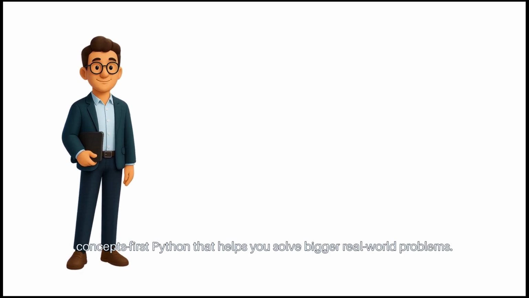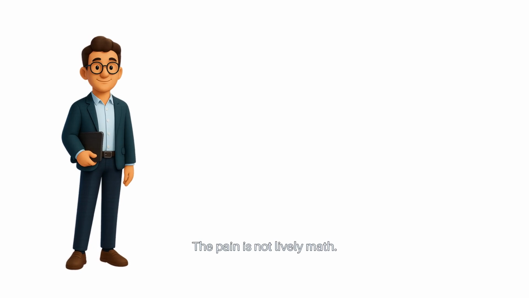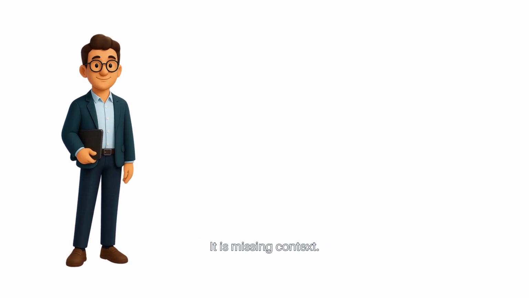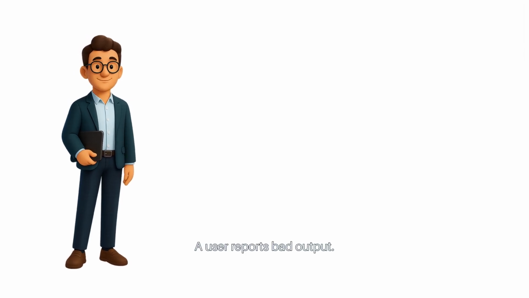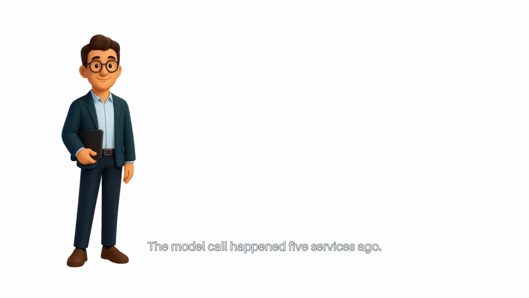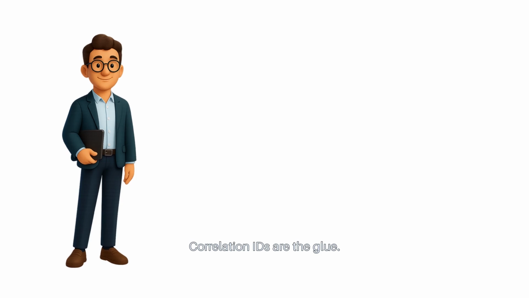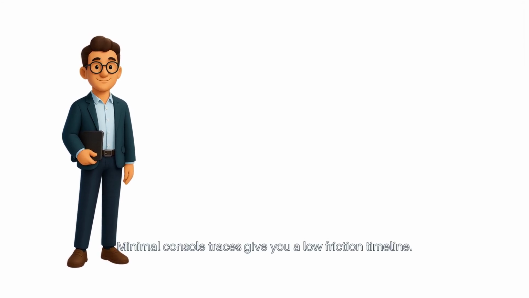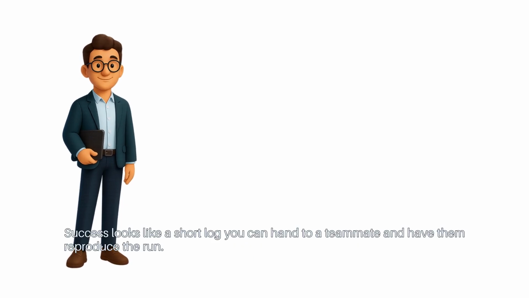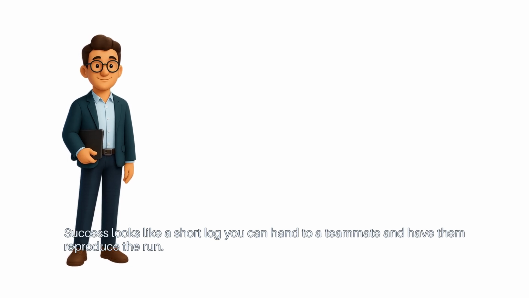Tracing an LLM pipeline is mostly an engineering pattern. The pain is not lively math. It is missing context. A user reports bad output. The model call happened 5 services ago. Correlation IDs are the glue. Minimal console traces give you a low-friction timeline. Success looks like a short log you can hand to a teammate and have them reproduce the run.